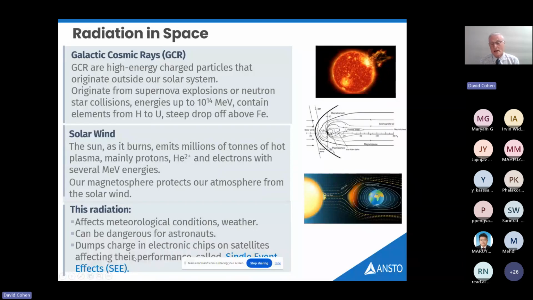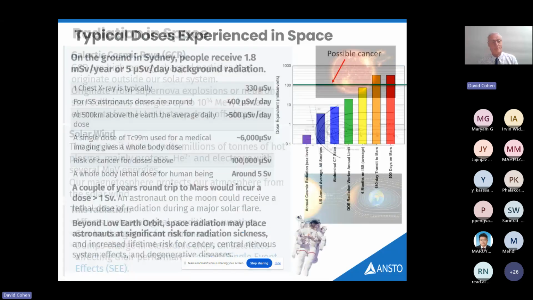And in fact, a lot of these high energy protons that come from galactic cosmic rays or the solar wind, they dump charge into the electronics, and they might turn a 0 into a 1 or something and change it. And these are called single event effects, SEE. So the question is, can we simulate these single event upsets or single event effects that happen in space?